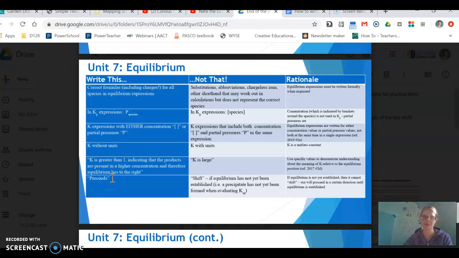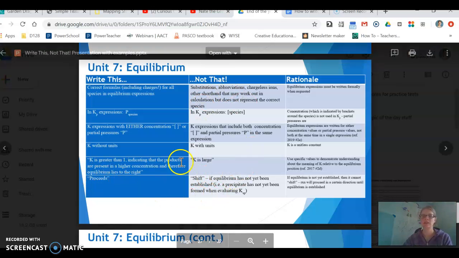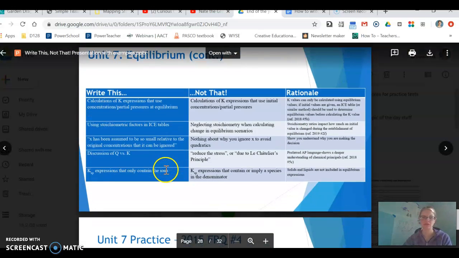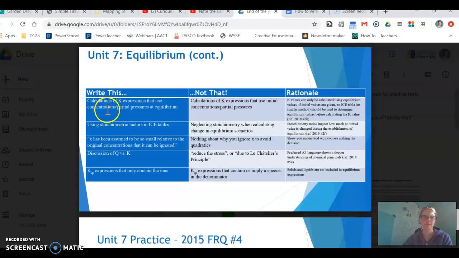Use the words proceeds, not shift. And if you're wondering why, here's why you don't want to say shift if you're reading this chart. We did that one, use stoichiometry. Here's the idea of X, like assuming X is small so it can be ignored. I did it more in a notation. They did it with words. You want to do it in one way or the other.